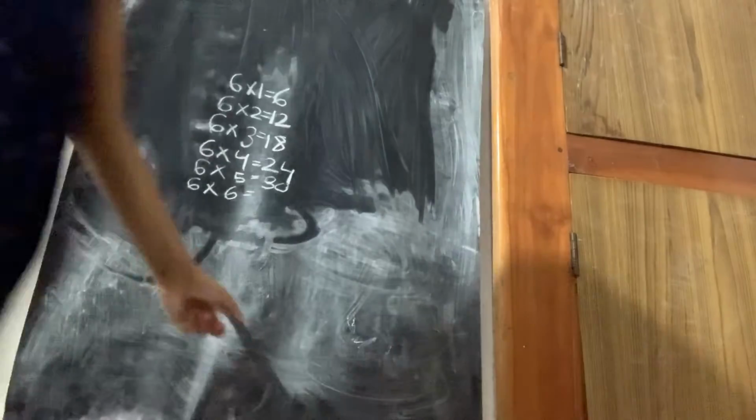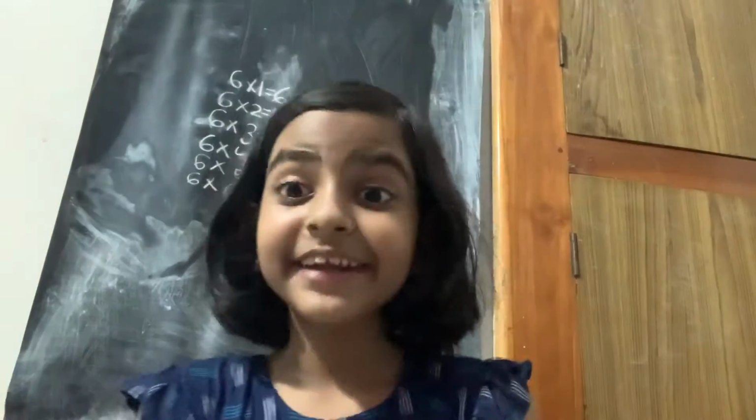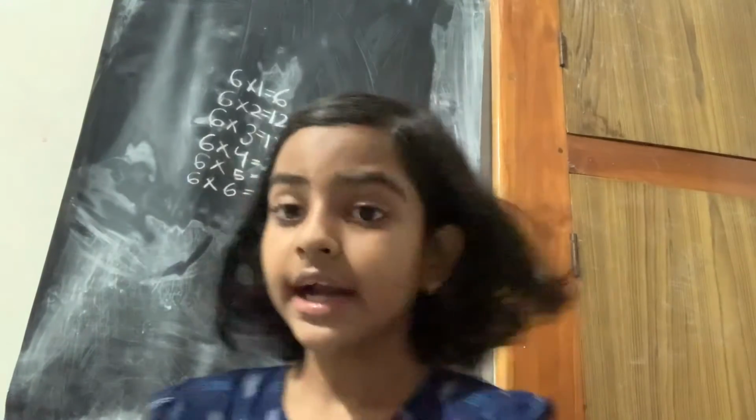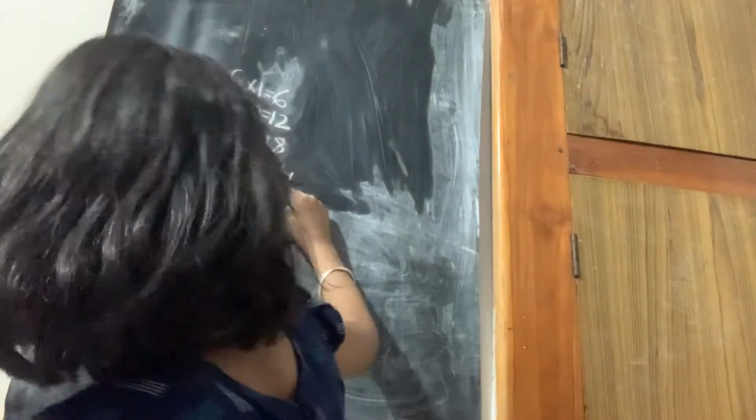Now, if you cannot remember the table of 6, there is an easy way. What is 3 plus 3? It's 6. So we will write 3 here and 3 here. And then 6, 6, and the answer is 36. It's an easy trick, right? Okay.